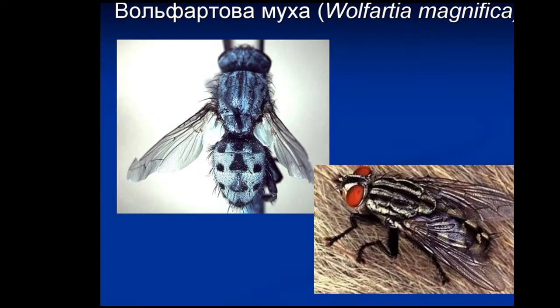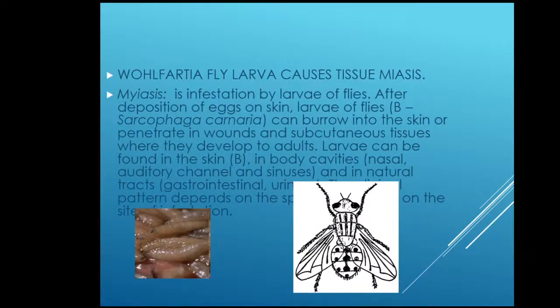The larva hatches out and starts to feed on the living tissue of these animals, which causes the formation of severe wounds. After this, the larva falls down to the soil and transforms into a pupa, and from the pupa the adult fly hatches out. So Wohlfahrtia fly larva causes tissue myiasis.